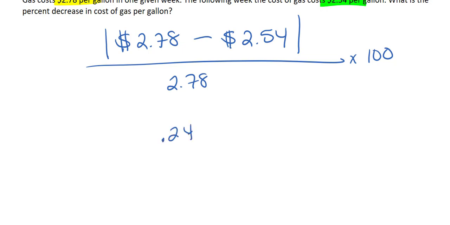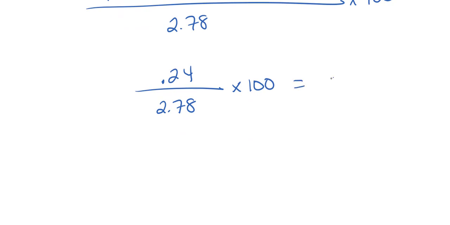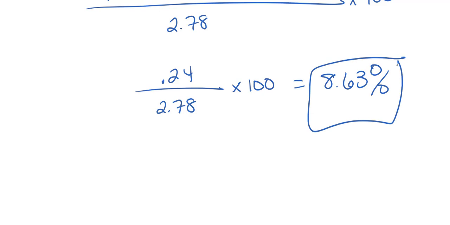Now, notice how this is positive because it's a decrease. So this new amount is going to be smaller than the starting amount, so that makes sense. So we can just leave it as is, right? Because we don't need to change it. It's already positive because that's what absolute value does. So all we have to do now is divide by 2.78, and then we multiply it by 100, and we get 8.63. And this would be in percent, so that would be the percent decrease in the cost of gas. Now let's go ahead and look at example 3.